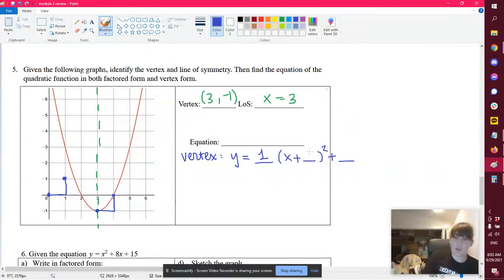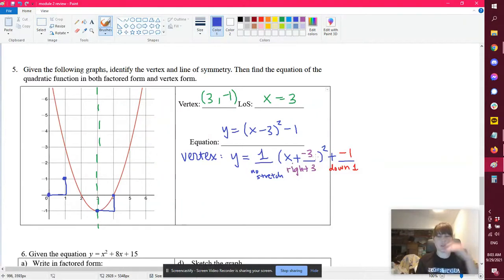We moved to the right 3, which means we're going to put a negative 3 in here. And we moved down by 1. So we're going to put a negative 1 here. And the 1 is no stretch. That's it, right? So our equation could be the 1 kind of goes away, x minus 3 minus 1. x minus 3 quantity squared minus 1.